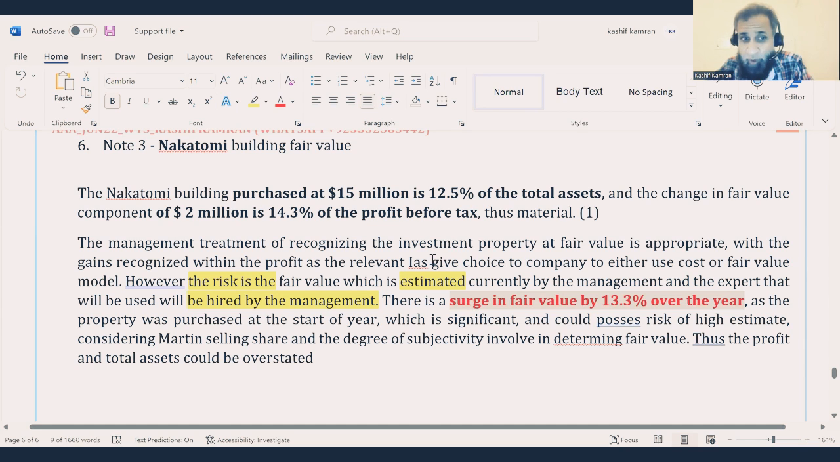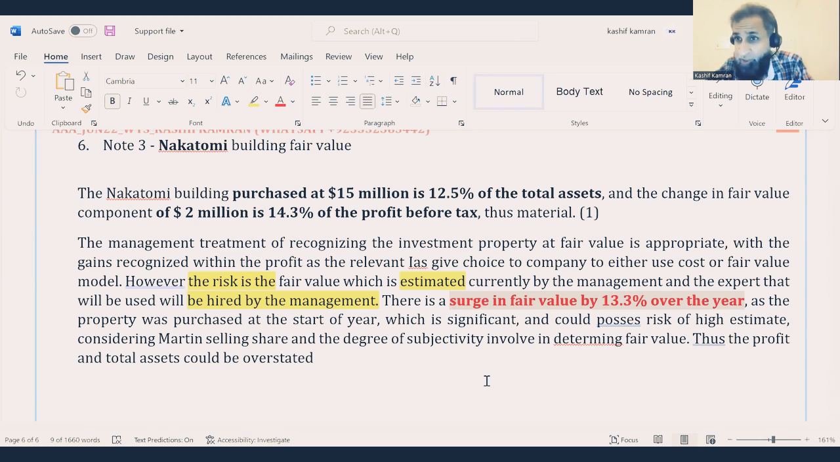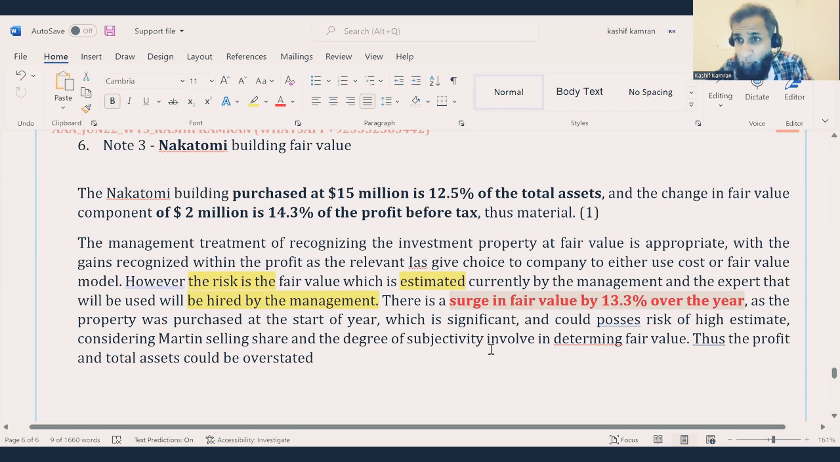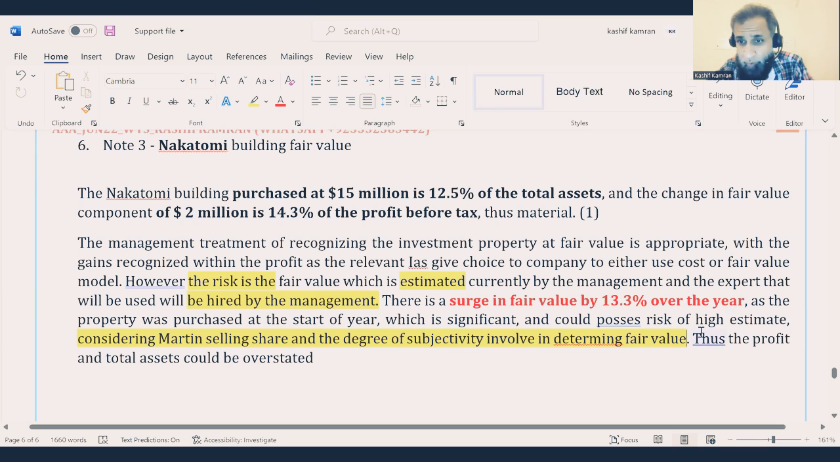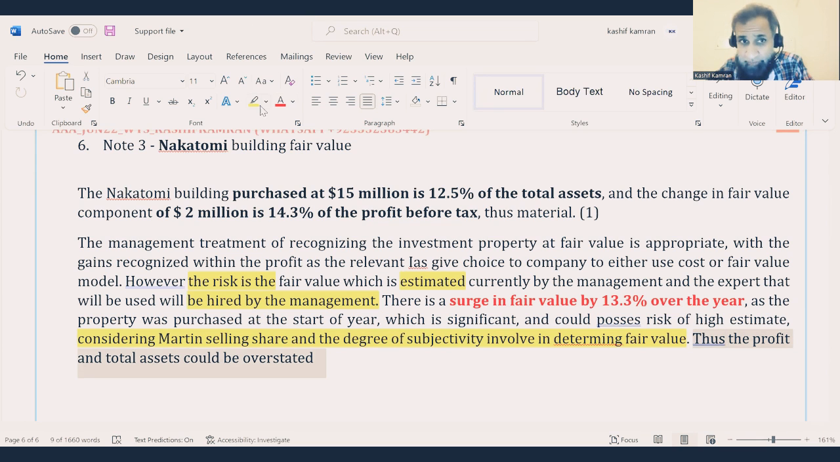Yes. As the property was purchased at the start of the year, which is significant and could possess risk of a high estimate. So there is a change in the fair value by almost 13% over the last year, which is quite significant. Considering Martin has to sell share, the fair value could be overestimated. So considering Martin selling share and the degree of subjectivity involved in determining the fair value, thus profit could be overstated and the total assets could be overstated.